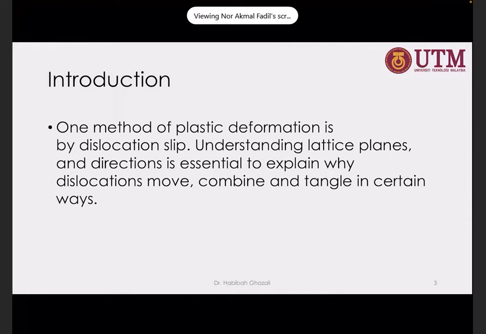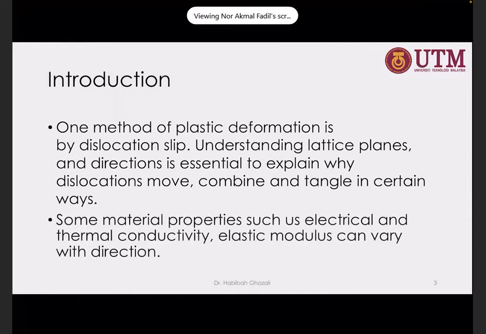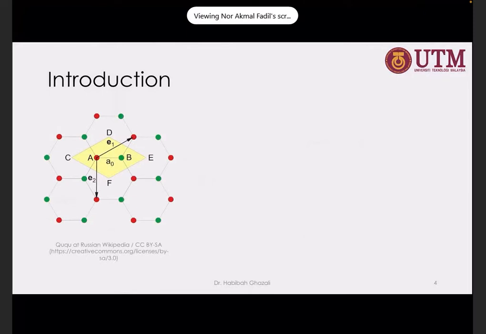If you want to bend a metal rod, for example, or a metal plate, the material will experience plastic deformation. Plastic deformation is permanent deformation, meaning that after you release the load, the shape is unable to return to its original shape. So understanding the lattice planes and directions is essential to explain why dislocations move, combine and tangle in a certain way. Some material properties such as electrical and thermal conductivity and elastic modulus can vary with a direction which is indexed by a system. So you are going to learn about this system.